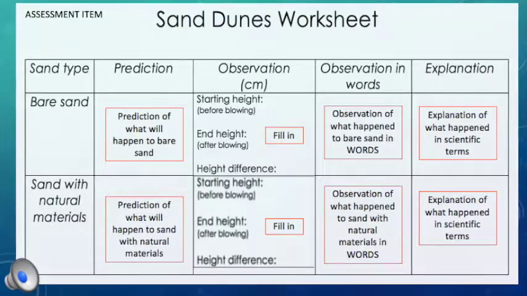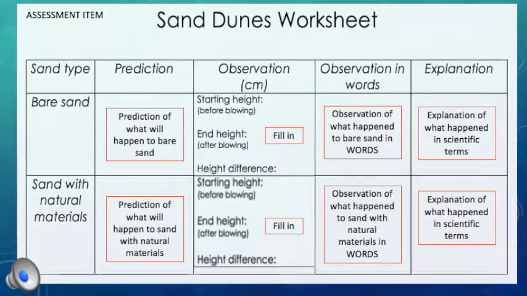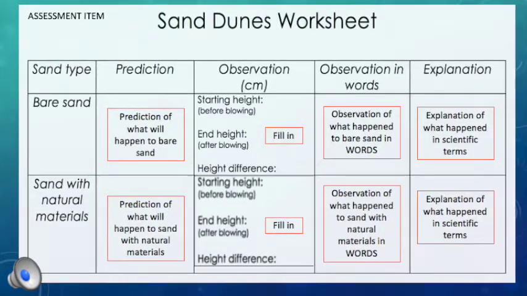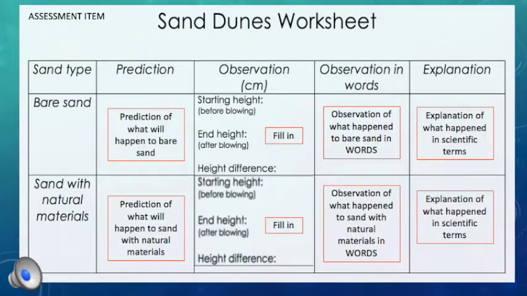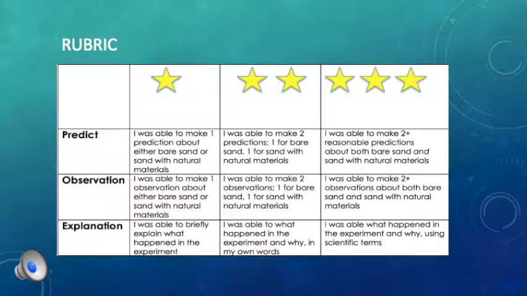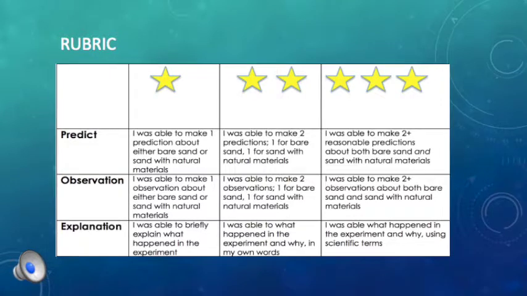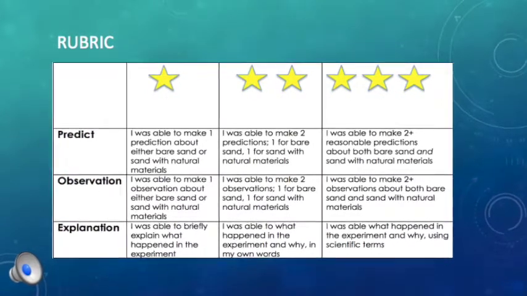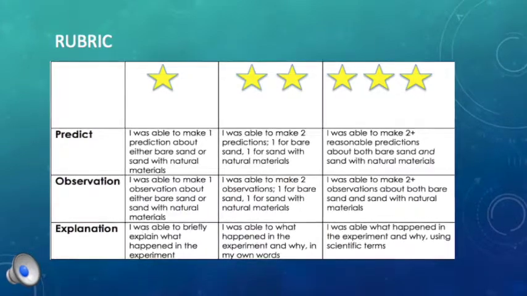Step 4. Explain what happened in the experiment in scientific terms and how it links to the overarching question, how do sand dunes form? Draw on prior knowledge as well as any new information learnt during the lesson to write this explanation. The rubric goes by a star system, with 1 star, 2 stars, and 3 stars, depending on achievement.